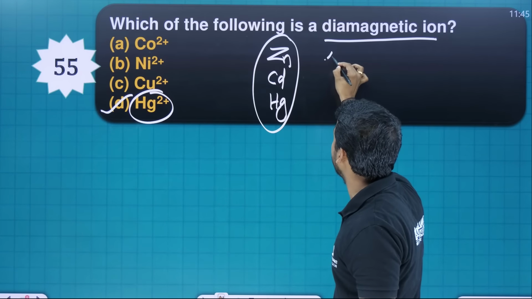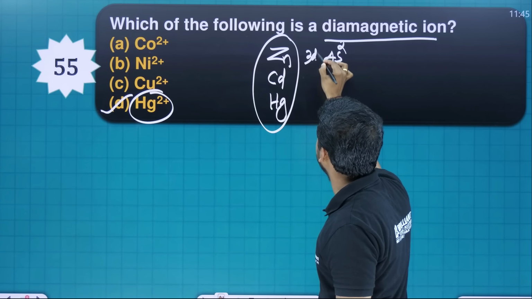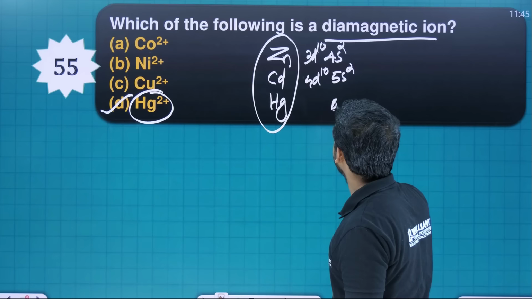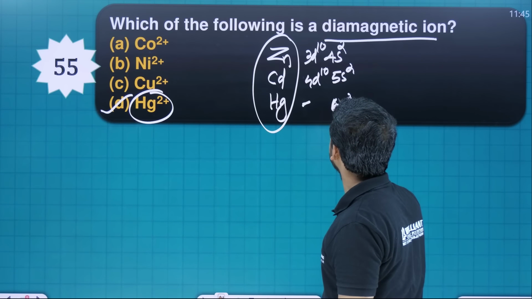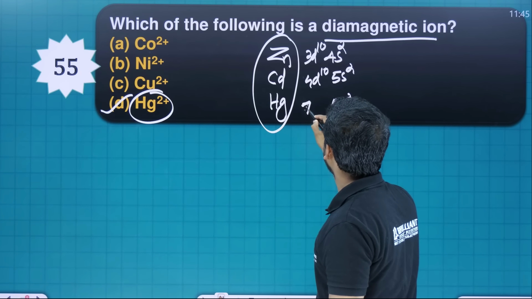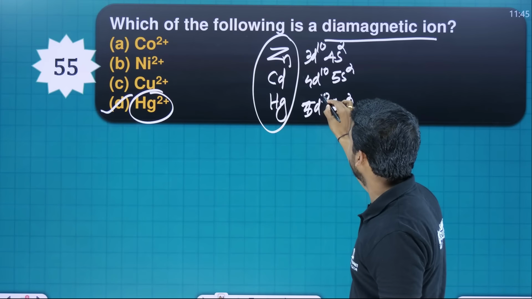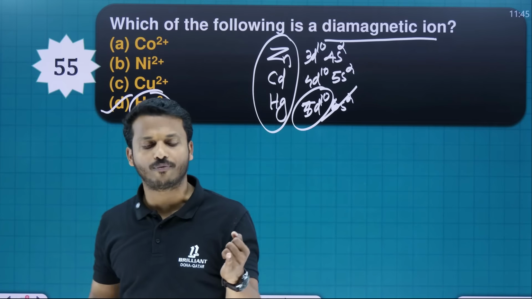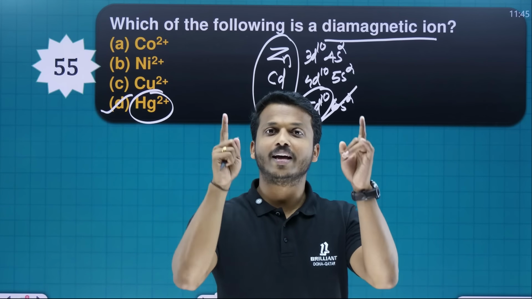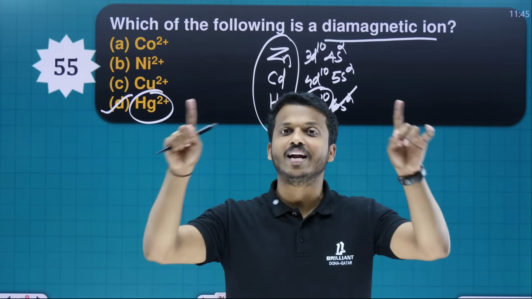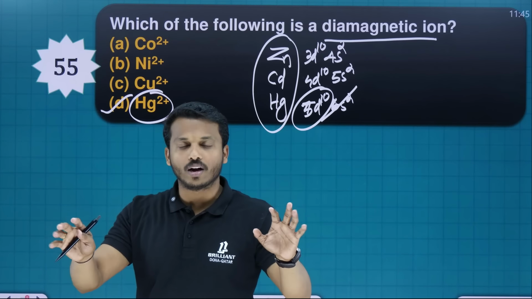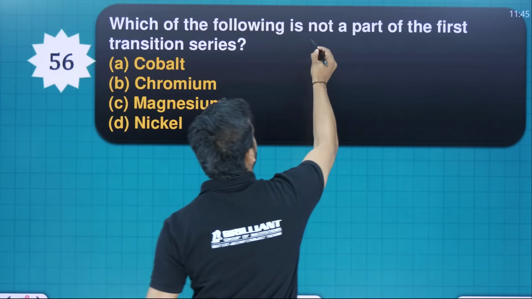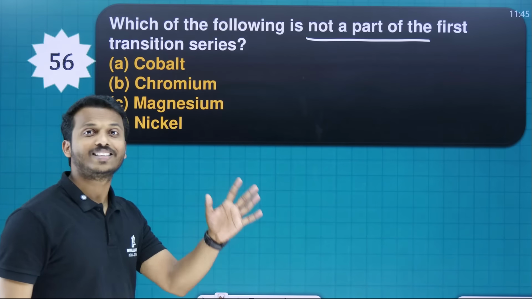Zn atomic number 30, configuration is 4s2 3d10. Cadmium is 5s2 4d10. Mercury is 6s2 5d10. So you see mercury in 2 plus means d10. D10 means the d orbital is fully filled. For zinc, cadmium, mercury, in their ground state, even their oxidation state, their d orbital is fully filled, no unpaired electron. So it is diamagnetic.